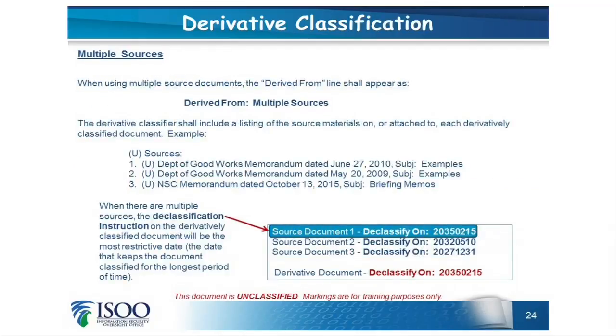You don't always have just a single source for your document, so here we show how your document would be annotated if you're using more than one source document. The derive from line would be annotated multiple sources. However, there must be a list of those sources on or attached to your document, as shown in this example. This list should annotate the same information that would be placed in the derive from line for a single source. The fun part is determining the declassification instruction for your derivatively classified document. The rule is that the declassification instruction on your new document will be the most restrictive date from the source documents, the date that will keep the information classified for the longest period of time.